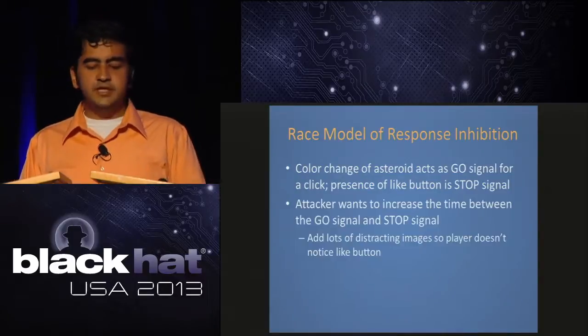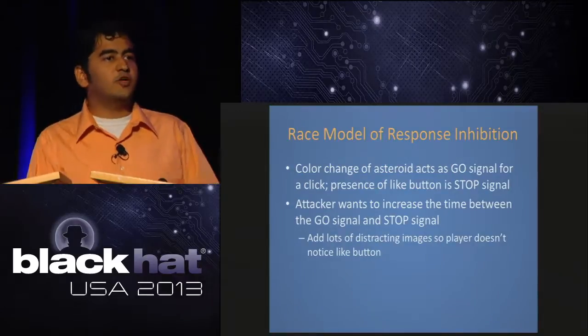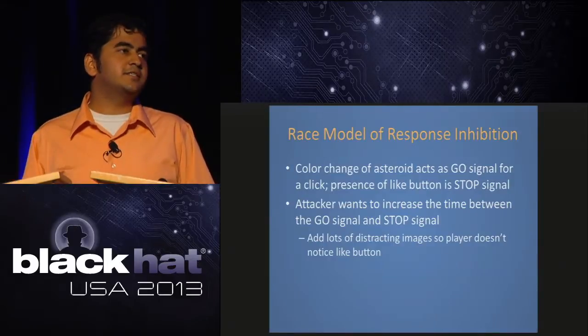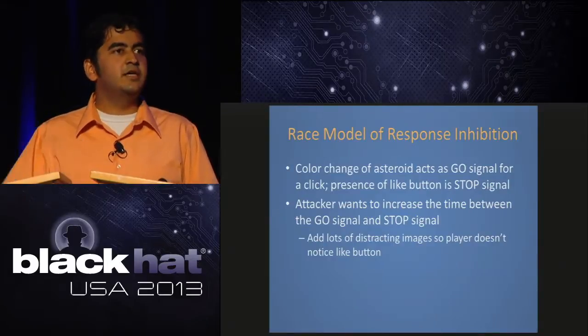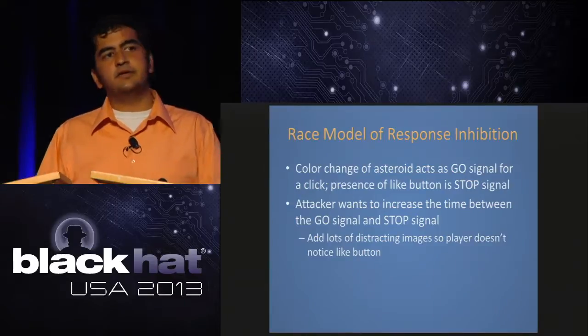An attacker wants to increase the time between the go signal and the stop signal. One way to do that is to add lots of distracting images so that the user does not notice the like button. And so by the time the stop signal is received, the stop signal being noticing the like button, the go signal has already achieved that click.